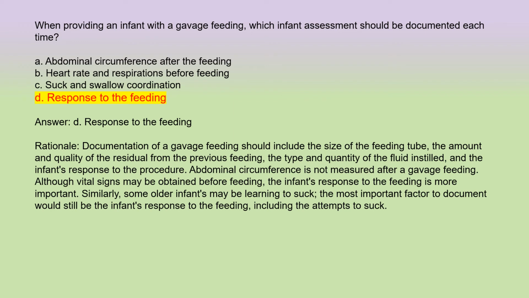Answer. D. Response to the feeding. Rationale. Documentation of a gavage feeding should include the size of the feeding tube, the amount and quality of the residual from the previous feeding, the type and quantity of the fluid instilled, and the infant's response to the procedure. Abdominal circumference is not measured after gavage feeding. Although vital signs may be obtained before feeding, the infant's response to the feeding is more important. Similarly, some older infants may be learning to suck. The most important factor to document would still be the infant's response to the feeding, including the attempts to suck.